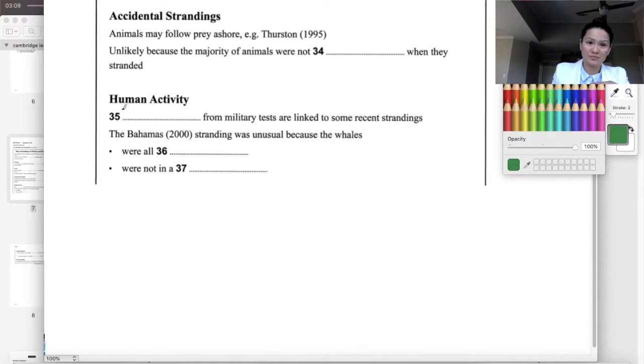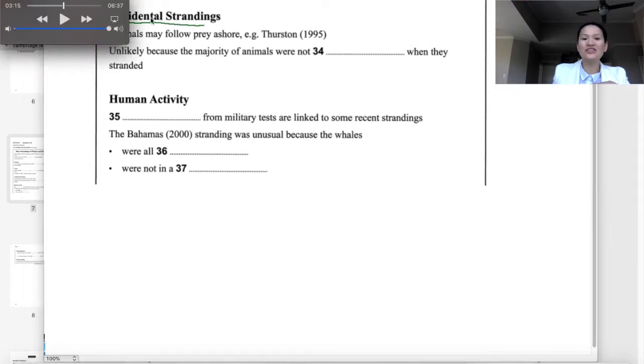Alternatively, it has also been suggested that some animals strand accidentally by following their prey ashore in the confusion of the chase.